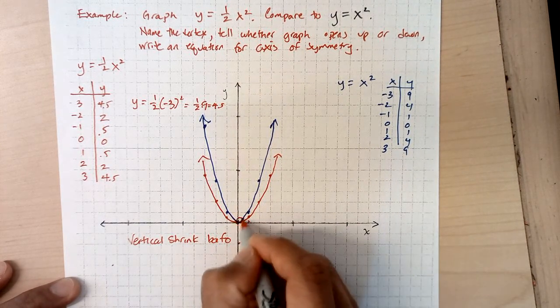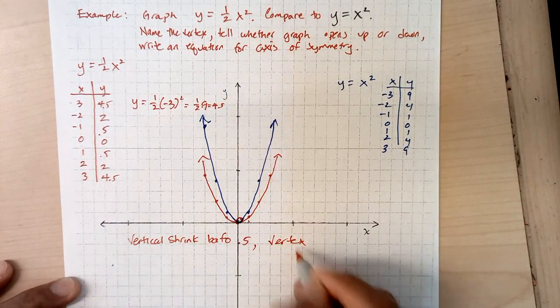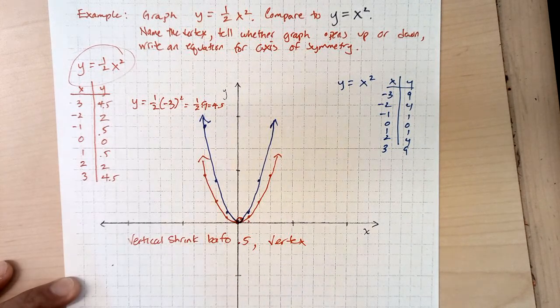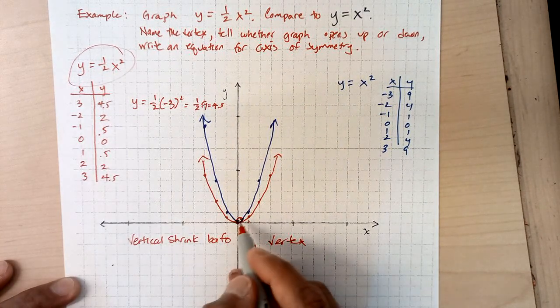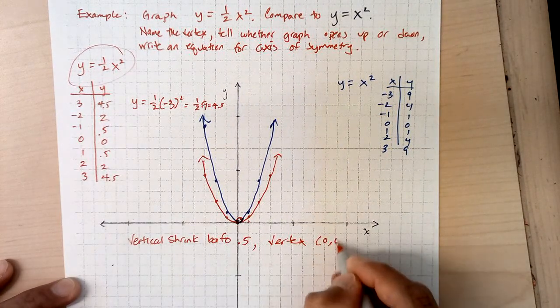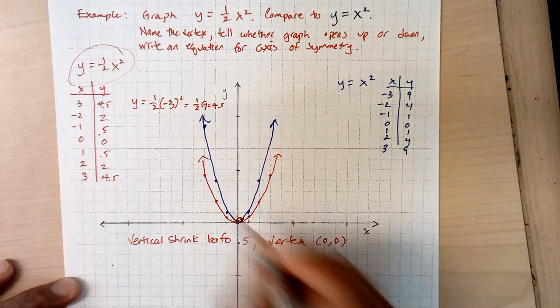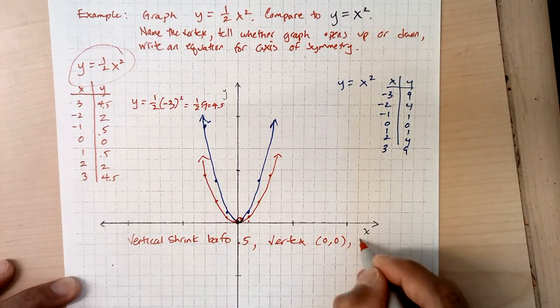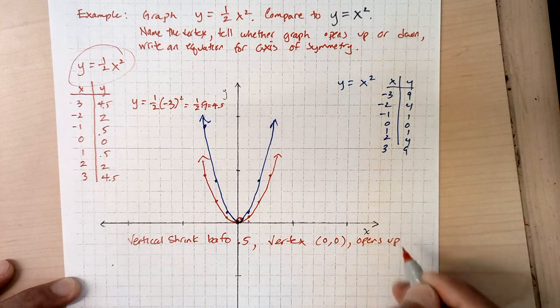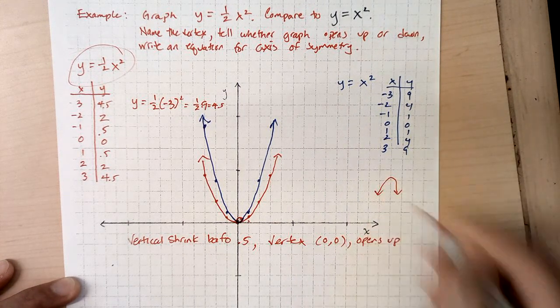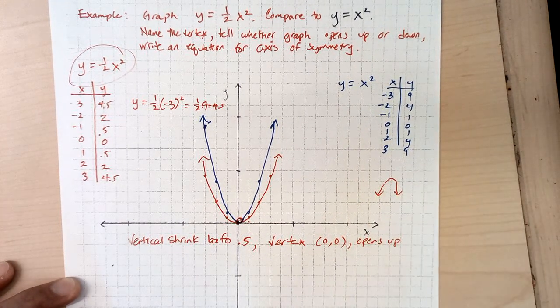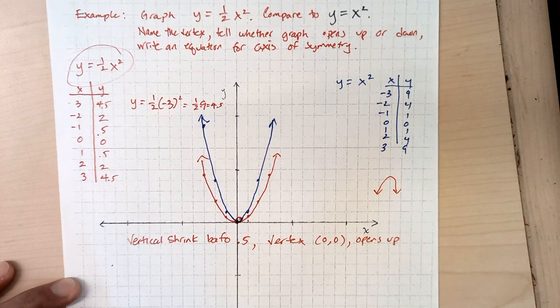Okay, the vertex is right here. Again, we're taking a look at now y equals 1/2 x squared. Even though the vertex of each of the graphs are the same, the vertex is at 0, 0. The graph opens up. It's a regular U shape. Sometimes you'll see in the future where the graph would open like that. That's when the graph would open down, but the graph doesn't open like that.